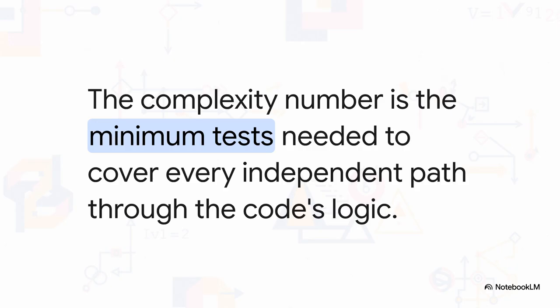And maybe its most practical legacy, the thing that's used every single day, is in software testing. That complexity number, it's not just some random score. It tells you the exact minimum number of tests you have to write to make sure you've covered every single possible path through that piece of code. It gives the testing team a real, concrete target to aim for.